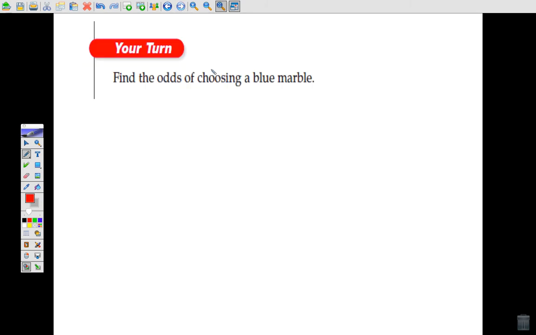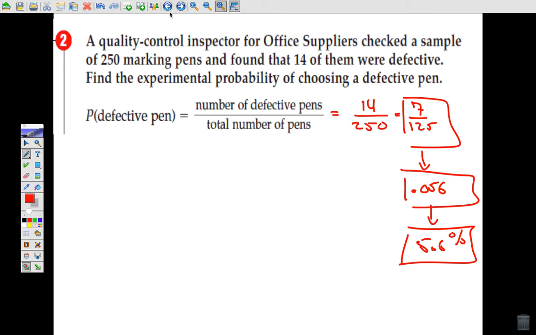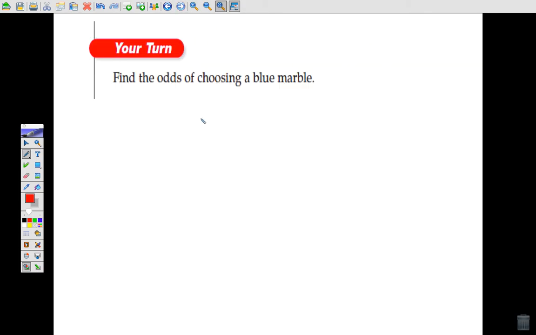Last example, they want us to do the same thing. They want us to find the odds of choosing a blue marble. Well, let's go back. How many blue marbles were there out of the 10? There was 3. So you would say 3, that's the favorable. So if 3 of them are favorable and there's only 10 altogether, that means 7 of them must be unfavorable. So in other words, you'd say this is 3 to 7. Those were the odds.